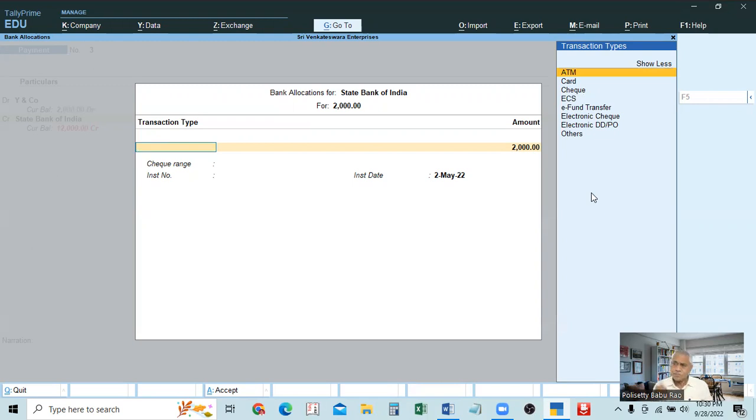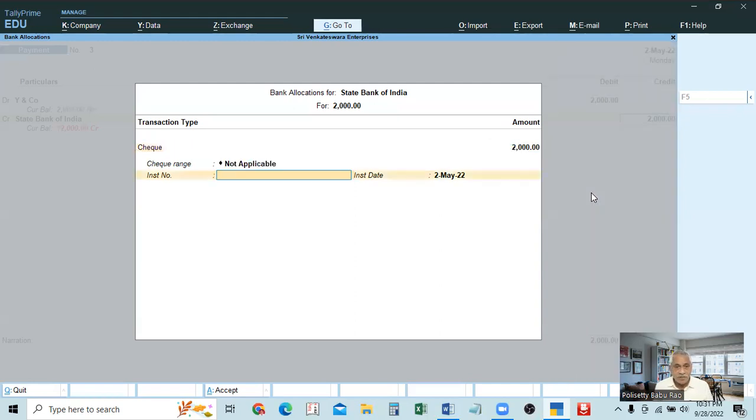Just like withdrawing, we can transfer to others also. And by card, we can pay on our credit card, so we will swipe and pay on card also. And then check, ECS, electronic transfer, and e-funds transfer, that is called RTGS, etc. And then electronic check, electronic DD, or others like that. So we will select check now.